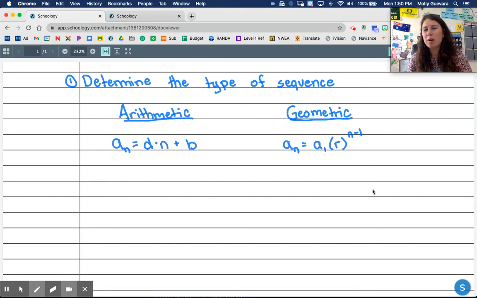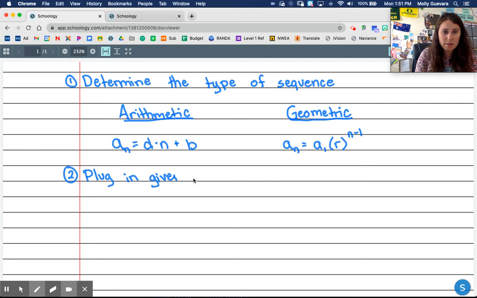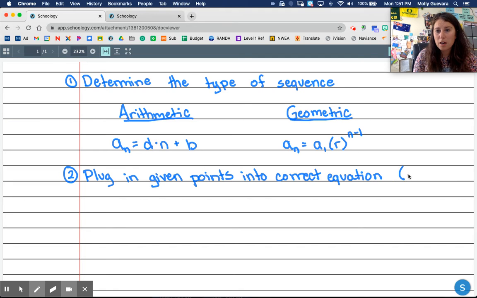Okay, so you have to determine, is this arithmetic or geometric? Most of the time, it'll probably tell you, so that makes it a little bit easier. Once you know the type of sequence, you're going to plug in your given points into the correct equation. Remembering that my given points are going to be in the form of n comma a sub n, right? So that's your x and your y.